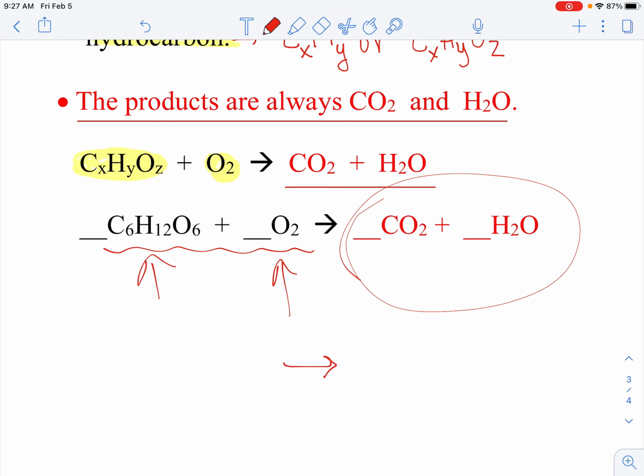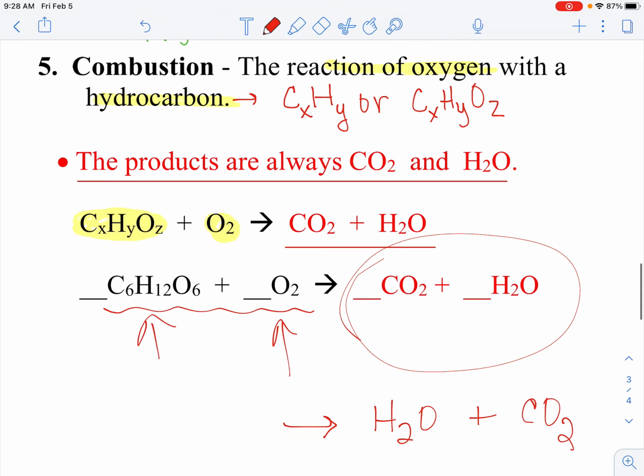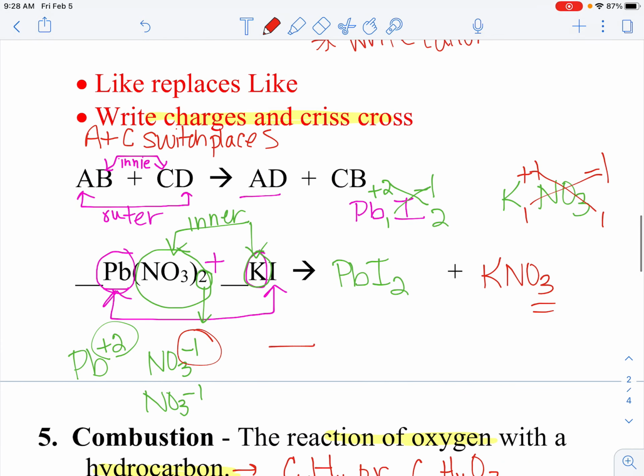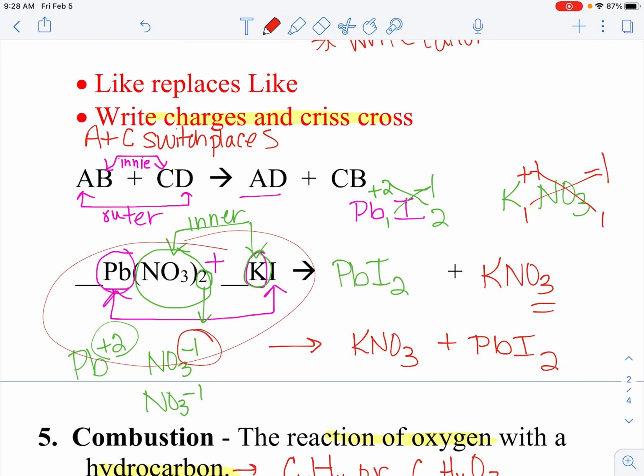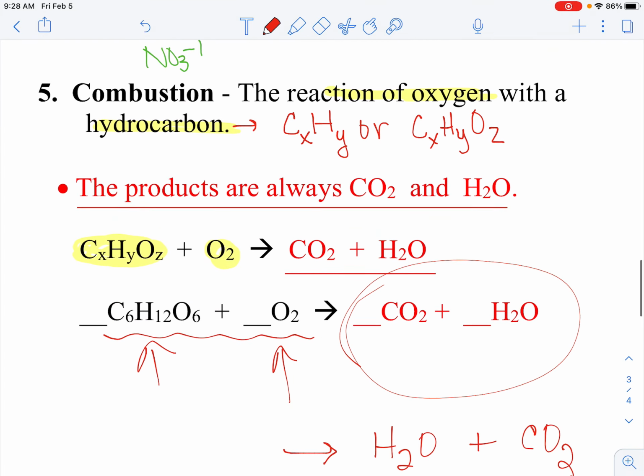And no, it would not matter in any of these problems the order of the products. So if you listed these as water plus carbon dioxide, that would be fine. Up here, if you listed the products as potassium nitrate plus lead 2 iodide, that would be fine. It does not matter the order of the reactants or the products.